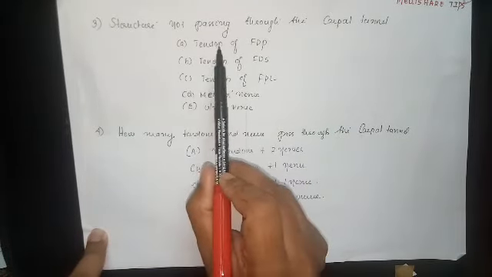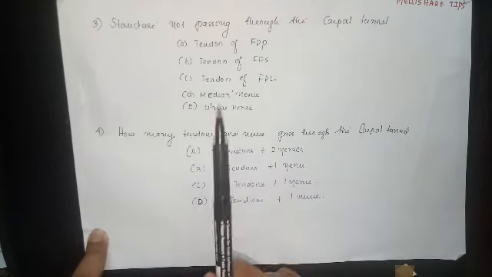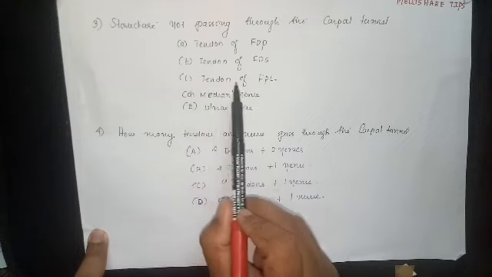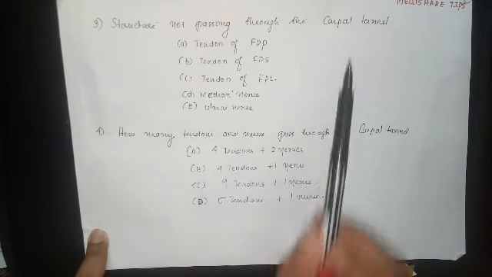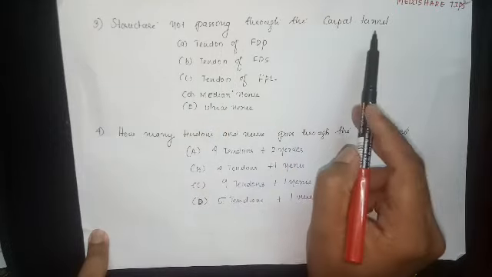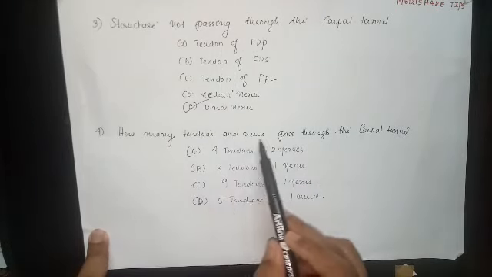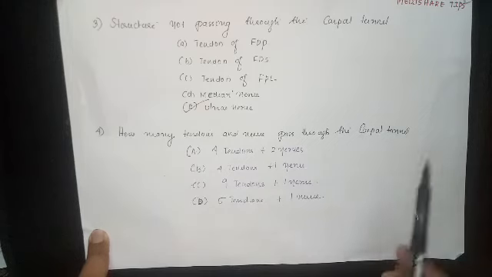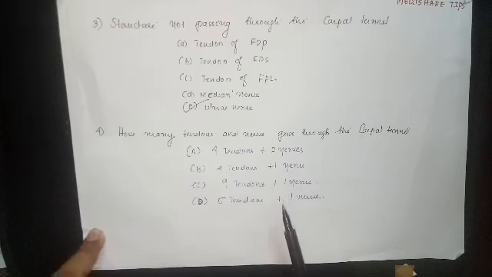The next question is, which structure is not passing through the carpal tunnel? We know that the 4 tendons of flexor digitorum profundus, 4 tendons of flexor digitorum superficialis, the tendon of flexor pollicis longus and the median nerve pass through the carpal tunnel. So the only structure not passing through the carpal tunnel is definitely the ulnar nerve. How many tendons and nerves pass through the carpal tunnel? The answer is 9 tendons and 1 nerve, that is the median nerve.